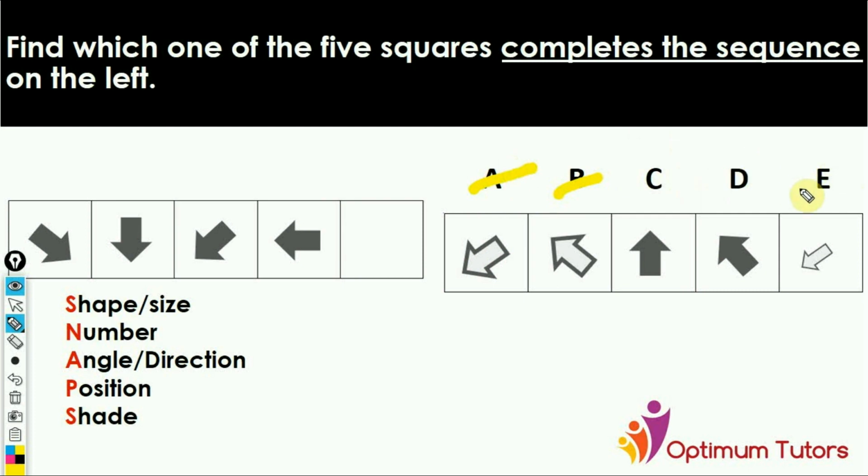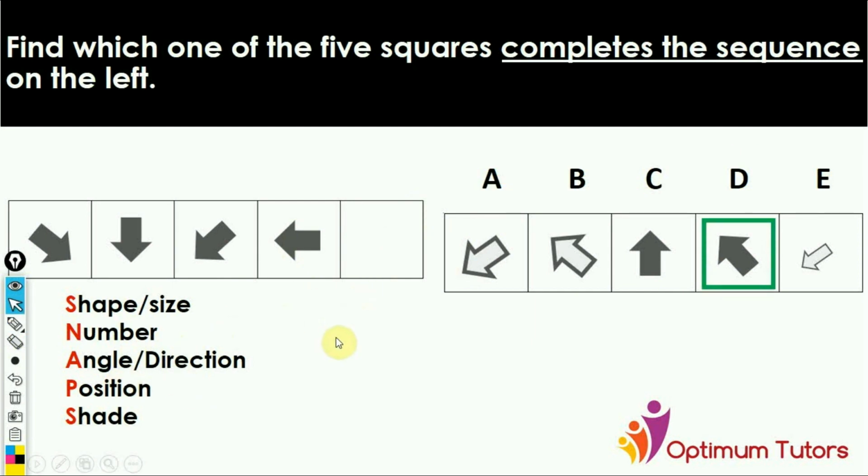Equally, if we look at option E, that arrow is much smaller. Not only is the shading different, but it's much smaller as well. So I don't think it's option E. So that leaves option C and D. So I need to look at which arrow is following the same sequence of change of direction. And as we've already said, it's moving in a clockwise position. So really we ought to have the next arrow pointing northwest, which is option D.